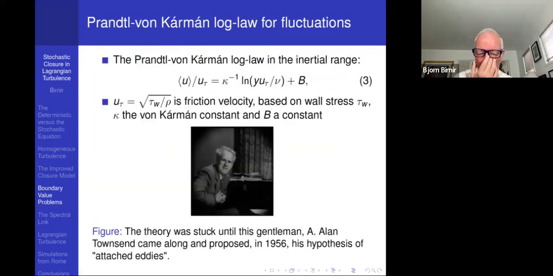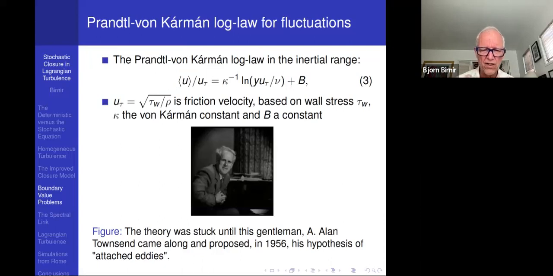Now, Prandtl and von Karman wrote down the famous Prandtl-von Karman log law, which applies in the inertial layer. So you basically have the velocity scaling with the distance from the boundary. Y is the distance from the boundary, and tau is called the friction velocity, which is based on the wall stress, and K is the famous von Karman constant, and B is a constant that varies from experiment to experiment. So this was the theory. It was a great success, and it was used to build the wind tunnel and develop aircraft. But the theory got stuck there.